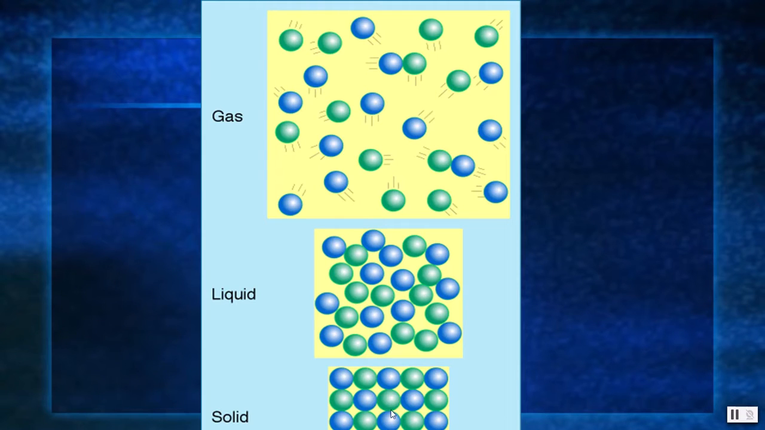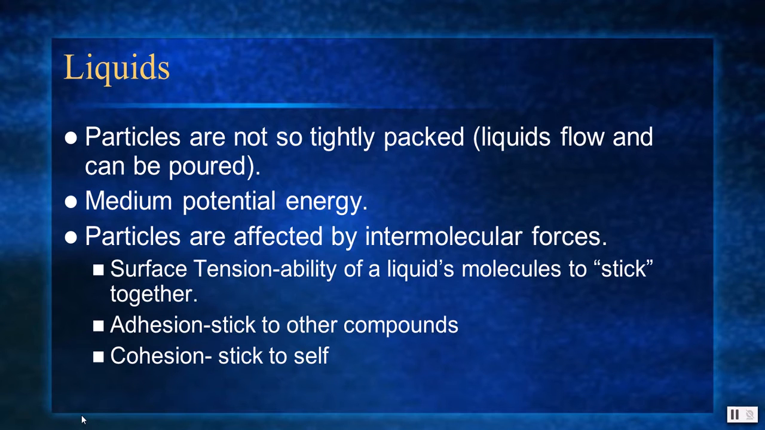So here is our picture of our solid. Very organized, squared away. Our liquid gets a little more haphazard. Things are moving a little more freely. And gas particles are just there everywhere. They're bouncing off of each other, much more spread apart. Okay, so liquids. We just said they're not so tightly packed. They flow and can be poured, and they're just kind of mishmashed in there.